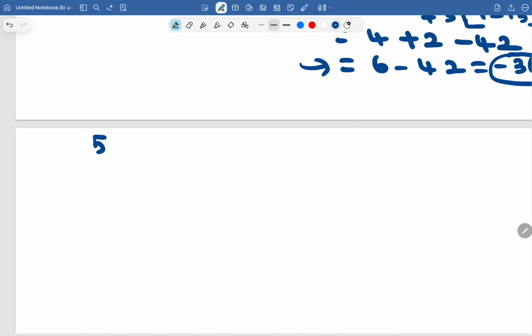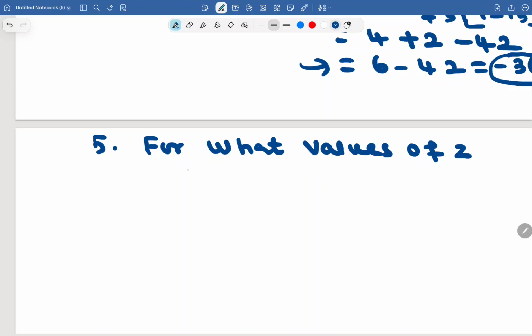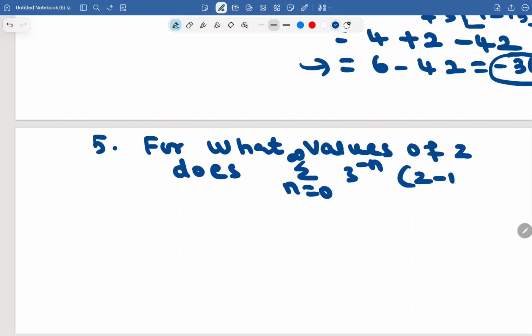Fifth problem: for what values of z does summation n equal to 0 to infinity 3 power minus n, z minus 2n converge?